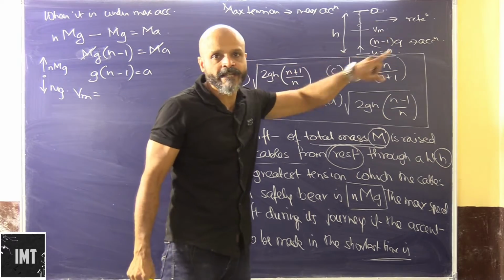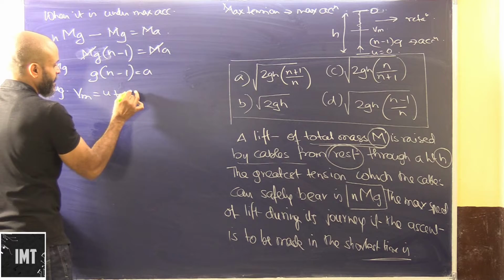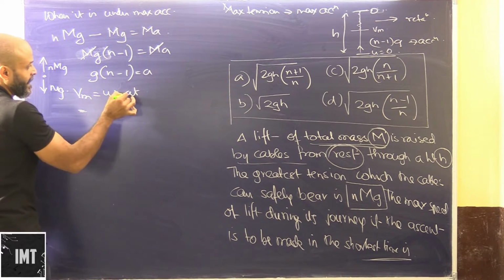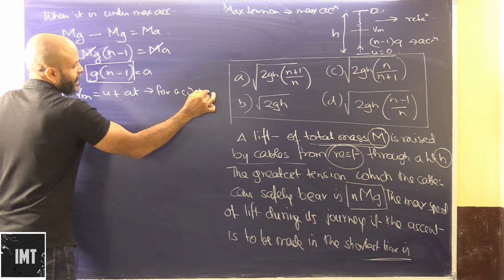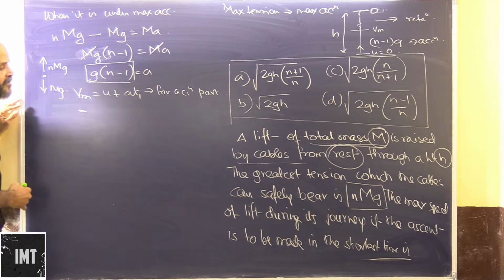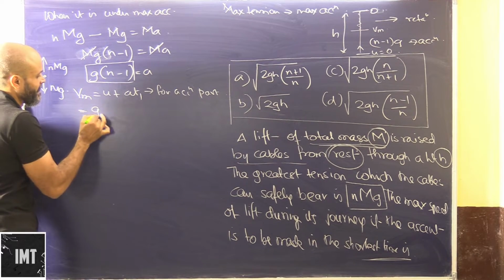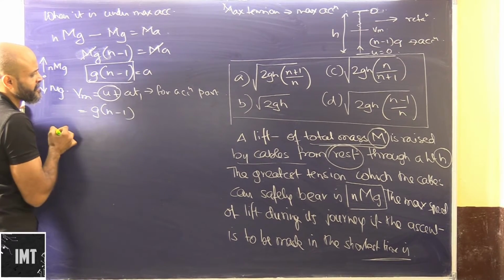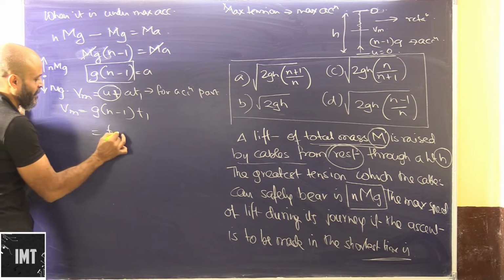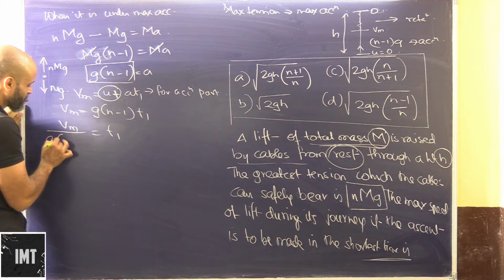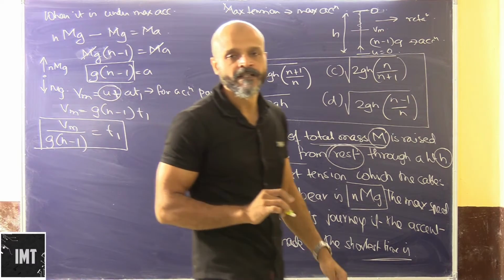Maximum speed attained is Vm, which we have to calculate. Okay, so Vm will be how much? If you look at it, u plus at. U is 0, a we know for the accelerated part. For the accelerated part, let's say we name this time as T1. So here u is 0, a is g into n minus 1. This entire thing becomes 0 plus g n minus 1 into T1 is equal to Vm. So T1 will be Vm by g into n minus 1. Are we clear on this one, people?